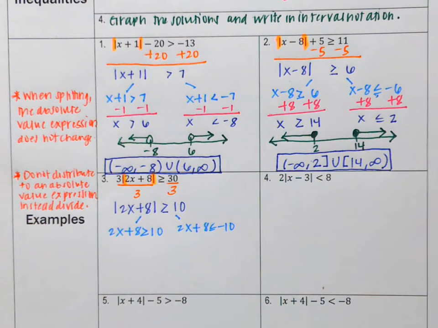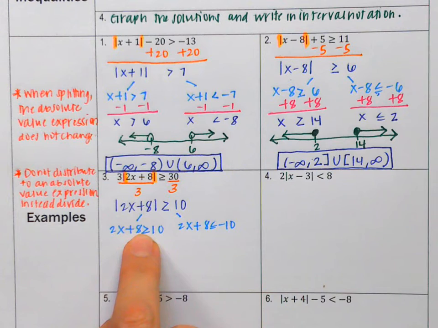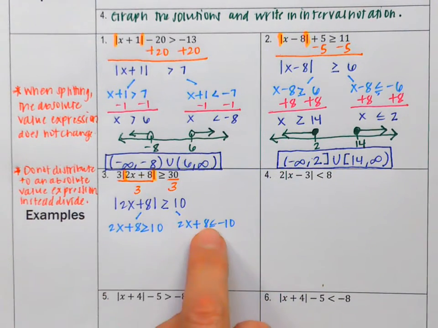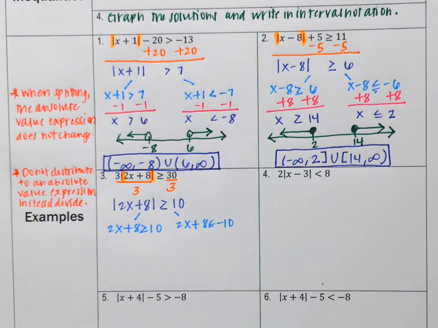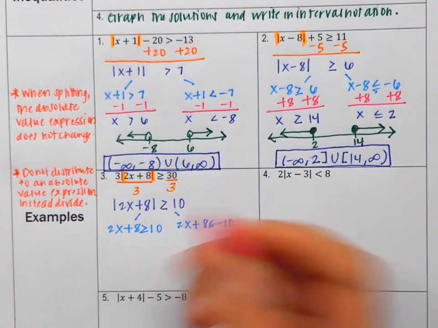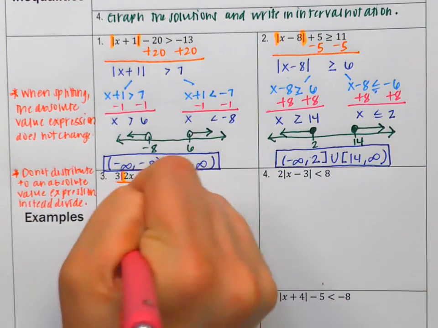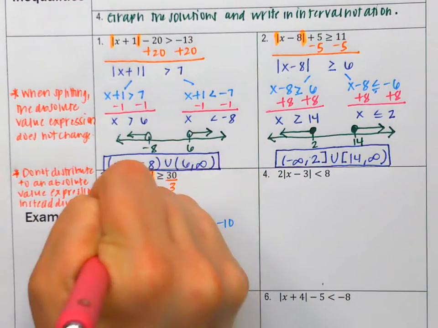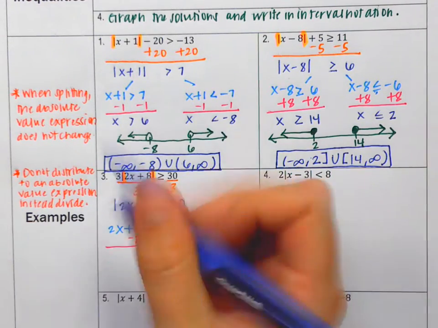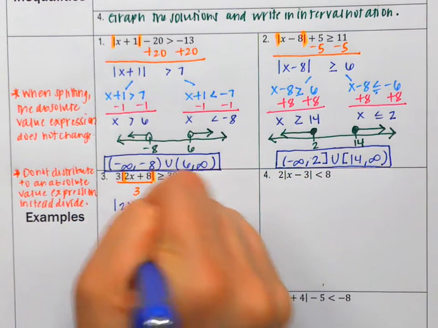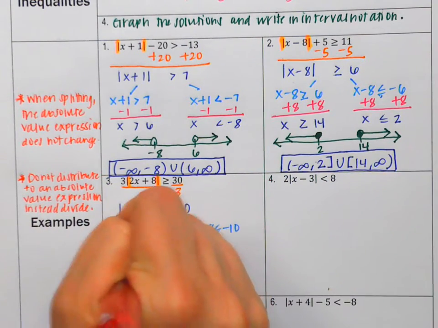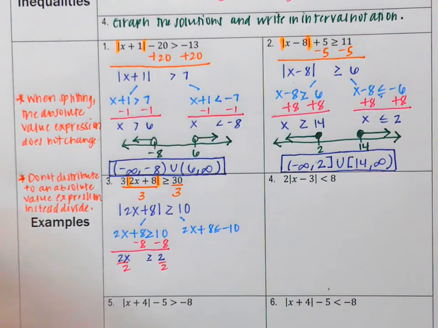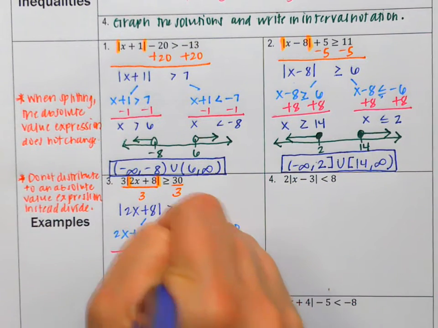Okay, so I split them into my 2 inequalities. One where it's the same inequality, same sign, and then the other where it's the opposite inequality, opposite sign. Now I'm going to solve them separately. So I'm just going to start by solving this one. I always undo the addition or subtraction first. So I'm going to subtract 8 from both sides. And I get 2x is greater than or equal to 2. And then to get x by itself, we divide both sides by 2. And I get x is greater than or equal to 1.